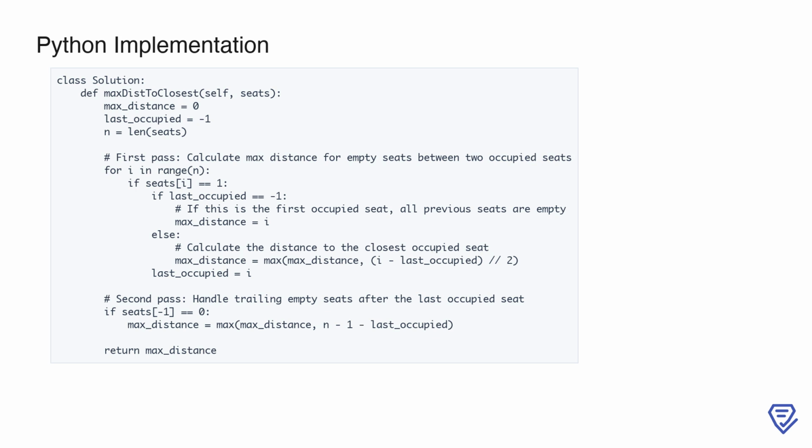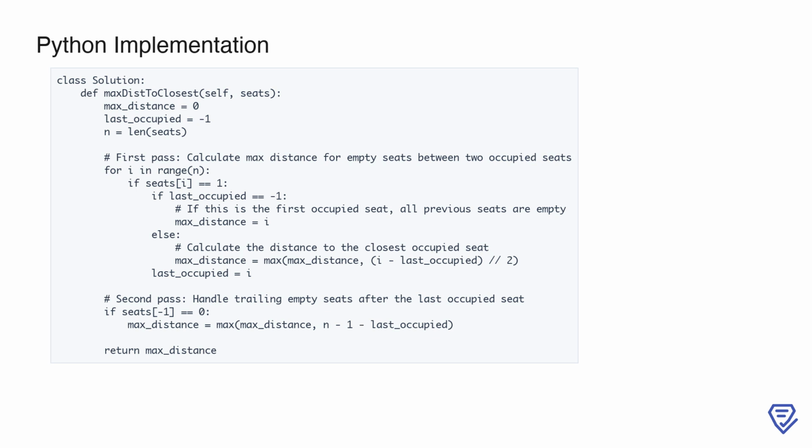It takes a list seats as input, where 1 indicates an occupied seat and 0 indicates an empty seat. The function returns the maximum possible distance to the nearest occupied seat for any empty seat. We begin by initializing two variables, max_distance to keep track of the maximum distance found and last_occupied to store the index of the most recently encountered occupied seat. Initially, last_occupied is set to -1, indicating no occupied seat has been seen yet. The length of the seats array is stored in n.